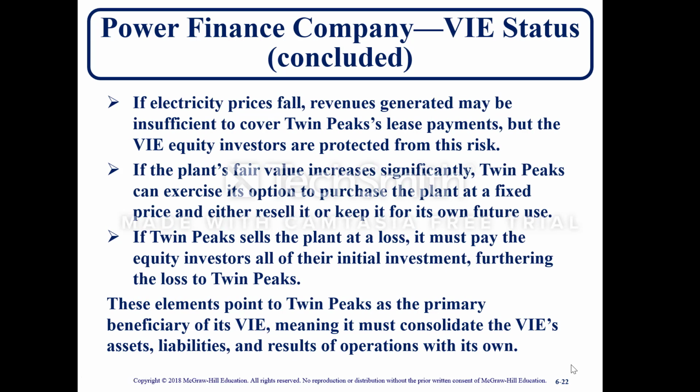If electricity prices fall, revenue generated may be insufficient to cover Twin Peaks' lease payments, but the VIE equity investors are protected from the risk. If the plant's fair value increases significantly, Twin Peaks can exercise the option to purchase the plant at a fixed price and either sell it or keep it for its own future use. If Twin Peaks sells the plant at a loss, it must pay the equity investors all of their initial investment, furthering the loss to Twin Peaks.